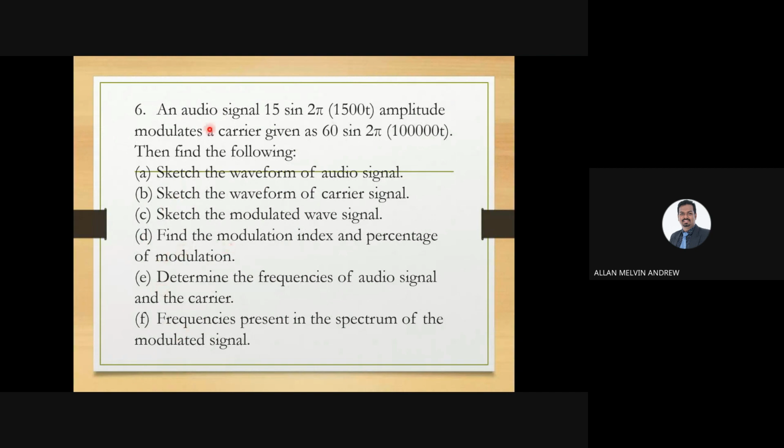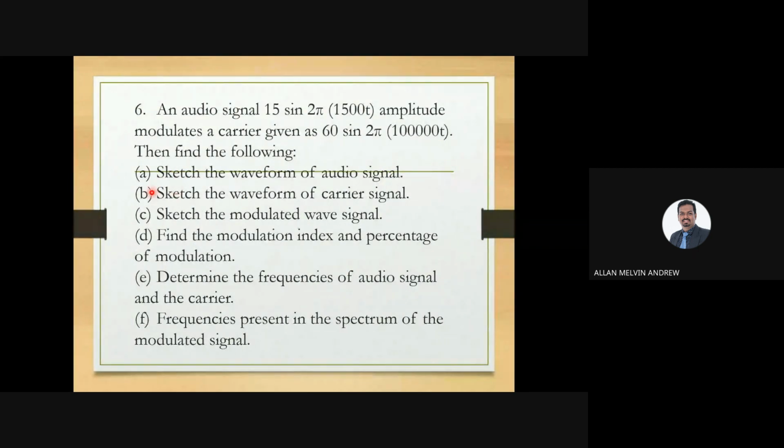We read: an audio signal 15 sine 2 pi 1500 t. If it says audio signal, it means a message signal. The message signal 15 sine 2 pi 1500 t amplitude modulates a carrier. The carrier signal is given as 60 sine 2 pi times 100,000 t. This line is just like a design, so just ignore it.